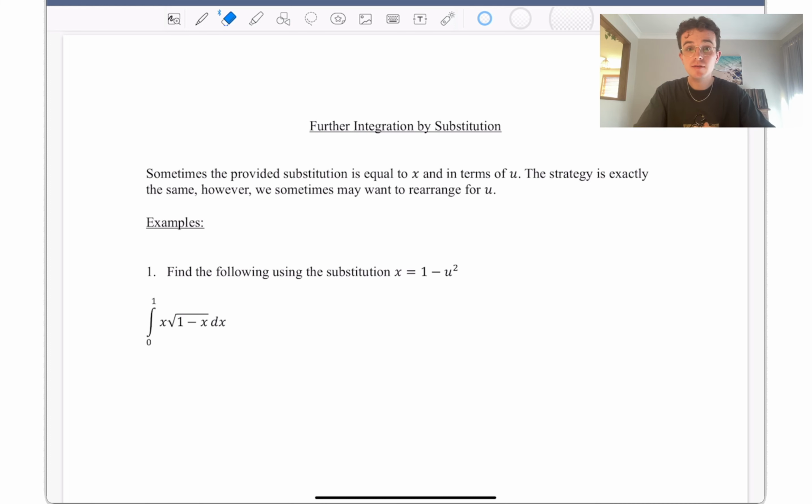Okay, so today we're going to have a look at further integration by substitution. Now, the substitution that we've looked at so far has been just basic substitution, when we're substituting directly in u. We're not always given the substitution being equal to u, sometimes it's equal to x. So we want to have a look at what we need to do differently. Most of it's the same, but often we will need to differentiate initially, and then we also might want to rearrange to make u the subject.